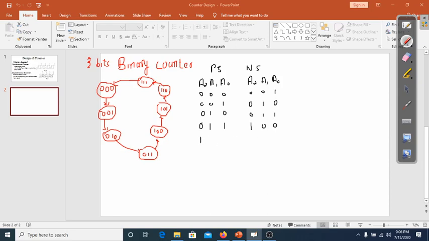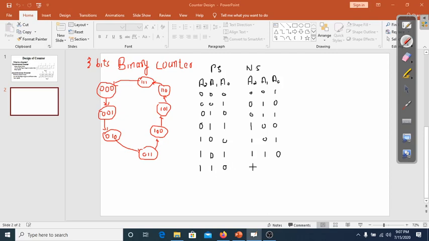Present state is 1 0 0. The next state is 1 0 1. If present state is 1 0 1, the next state is 1 1 0. So here present state is 1 1 0. So what would be the next state?